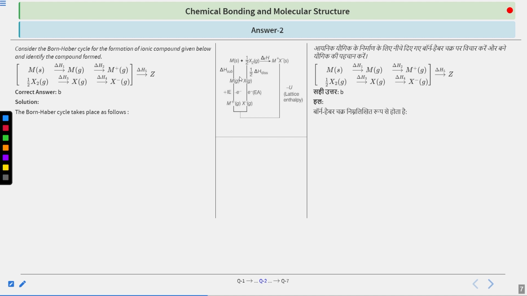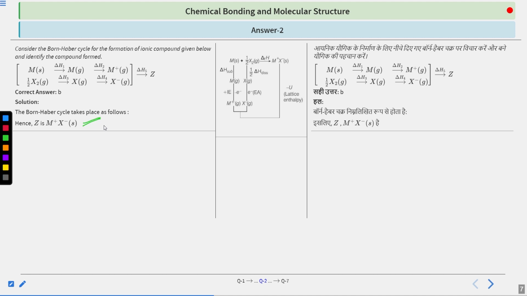Since we are starting from the M solid, we move to M gaseous, then M plus gaseous. Similarly, half X2, then X gaseous, then X minus gaseous. Now they both combine, and the energy emitted will be equal to the lattice enthalpy, and your compound will be M plus X minus solid. So this Z is M plus X minus solid. This is for question 2.